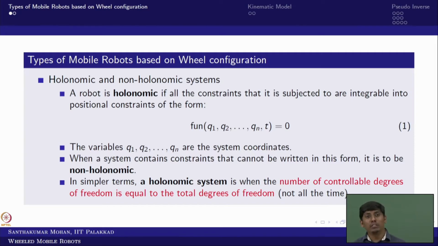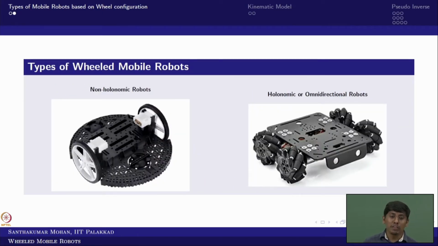In that sense, the number of controllable inputs for that skid steering robot is 4, right? But that is not a holonomic system. Why? The V is still in non-integrable form. So that is why I said that to a certain extent you can say that if the number of controllable degrees of freedom, in the sense the number of inputs, is equal to the total degrees of freedom, then it is a holonomic system. So now you can see the overall picture, right? I am just giving a small pictorial view. You can see this is non-holonomic, it is a differential wheel; there are 2 power wheels and 2 casters.